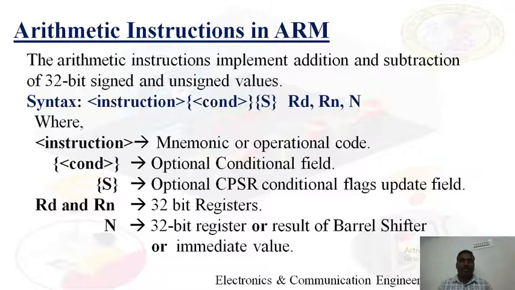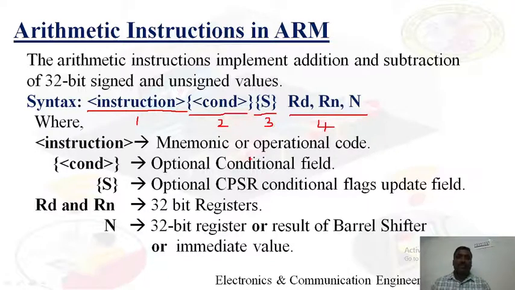The general syntax of any arithmetic instruction available in the ARM controller follows this syntax. This is the first field, that is the instruction field. Then the second field is the conditional field. Then the third one is the status field. Then the fourth one is the operands field. So the general syntax follows four fields.